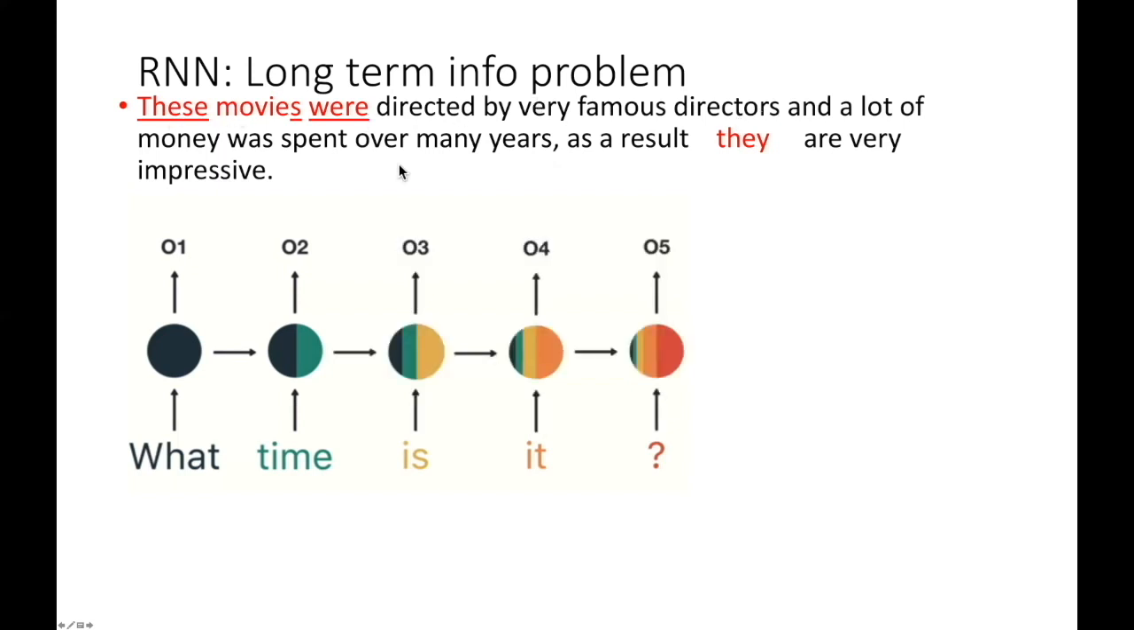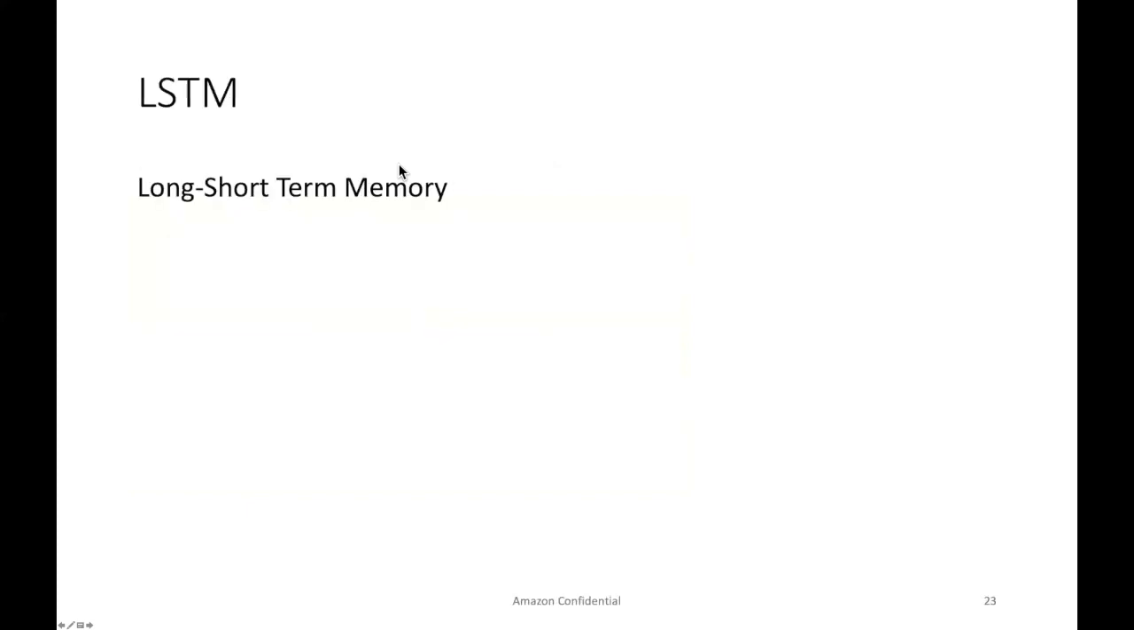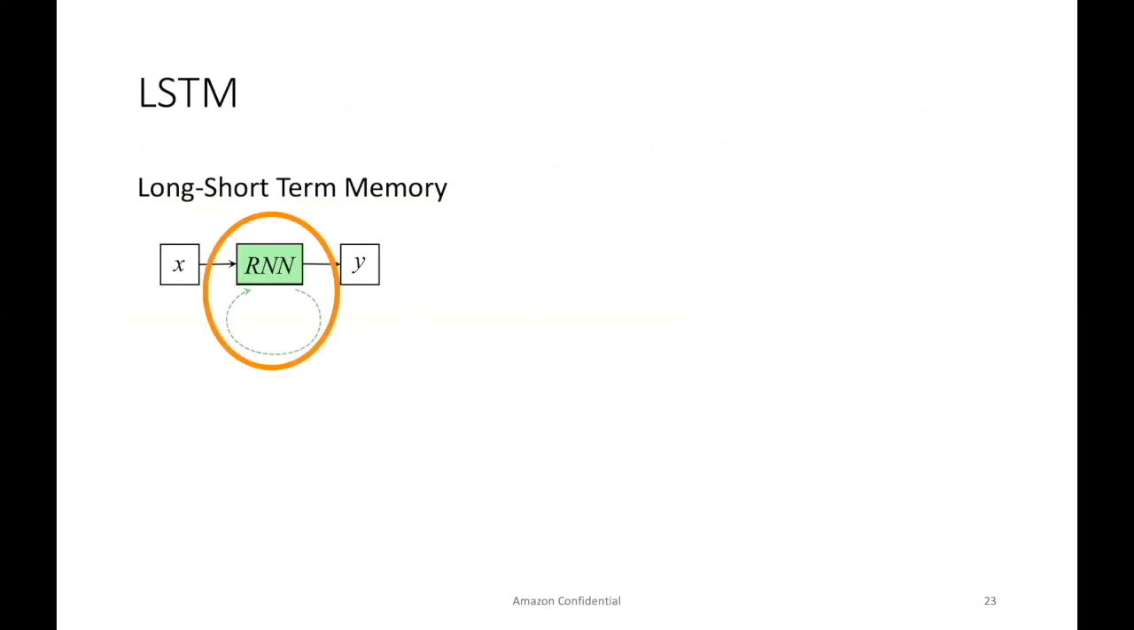So we have some new kinds of networks which are called long short-term memory networks, and these networks enable us to make sure that the forgetfulness problem is minimized.